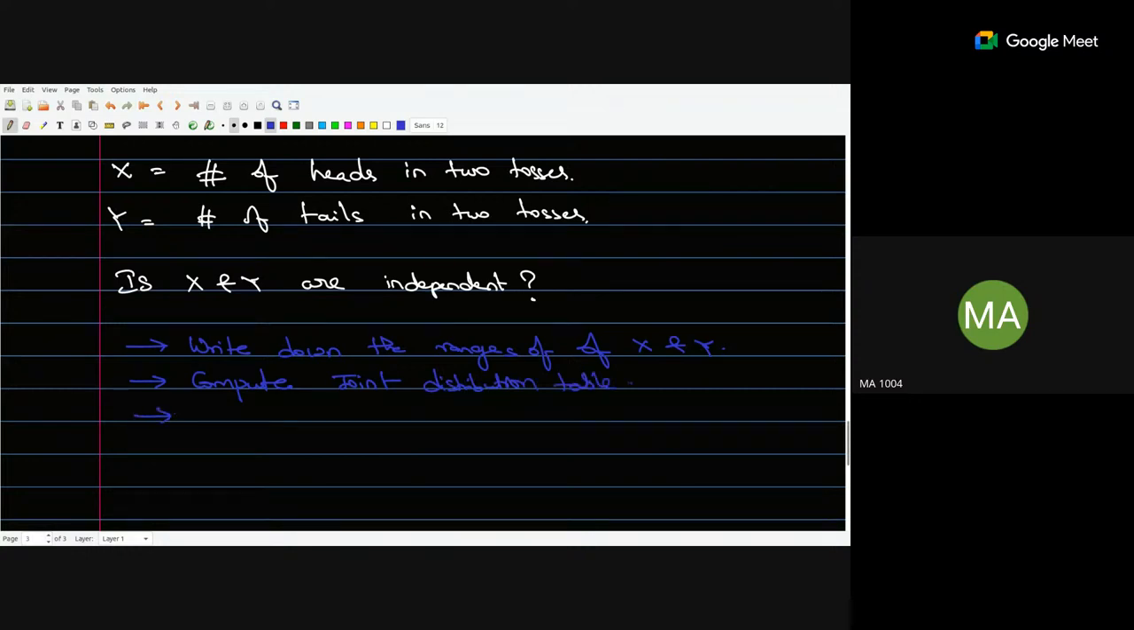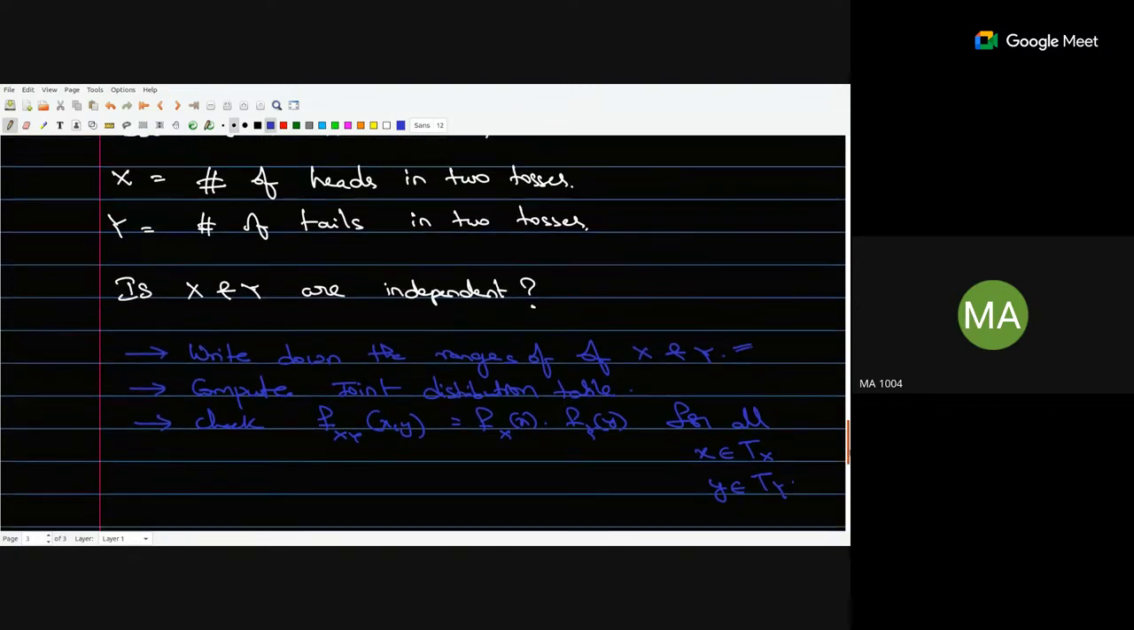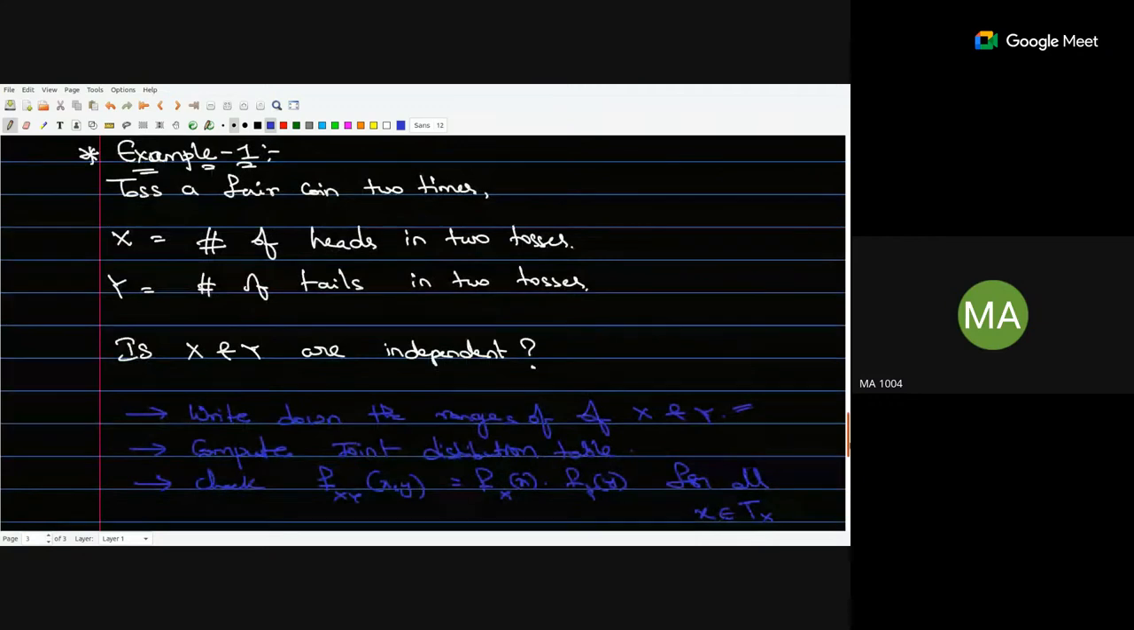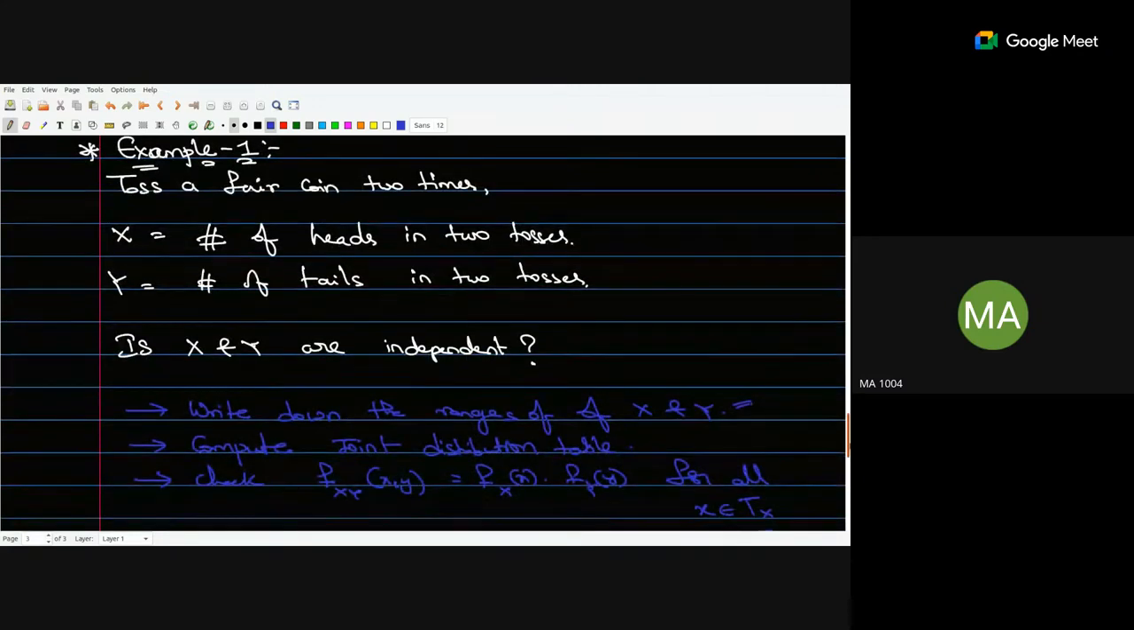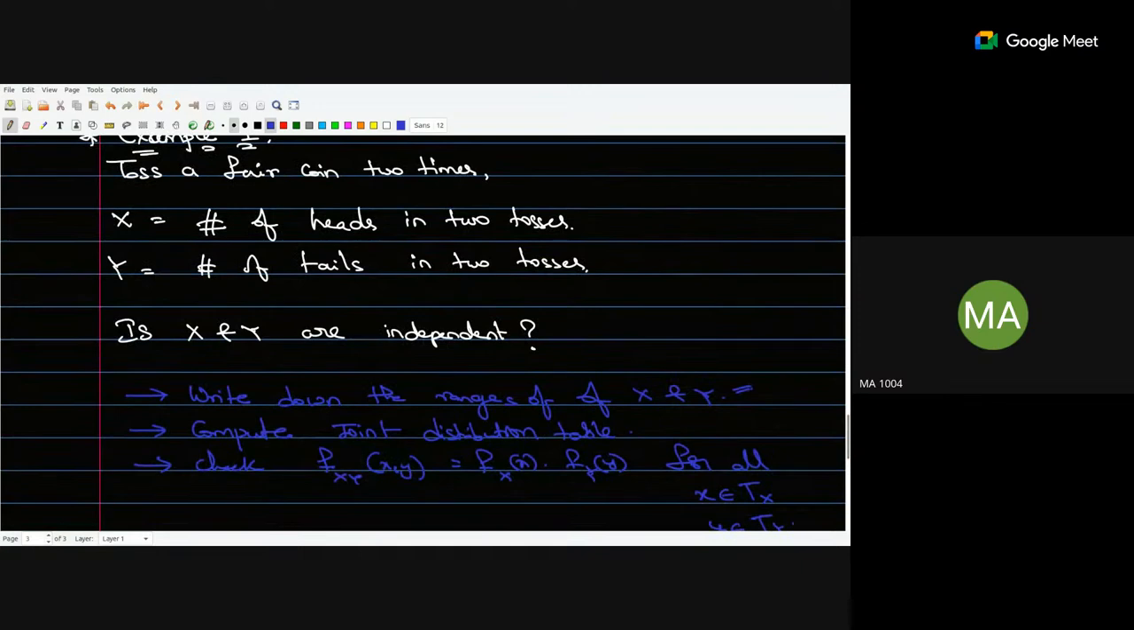Next, check whether f_XY(x, y) is equal to f_X(x) times f_Y(y) for all x belonging to T_X and y belonging to T_Y. This T_X and T_Y comes from the first step. If this is true, then we say X and Y are independent. If it is false for at least one case, then we claim X and Y are not independent.